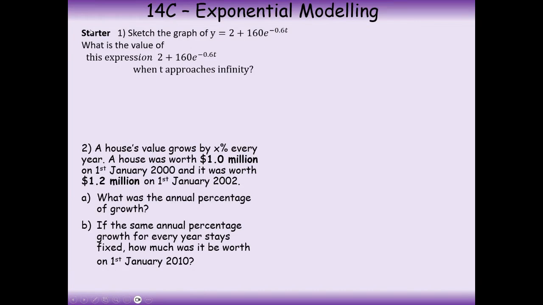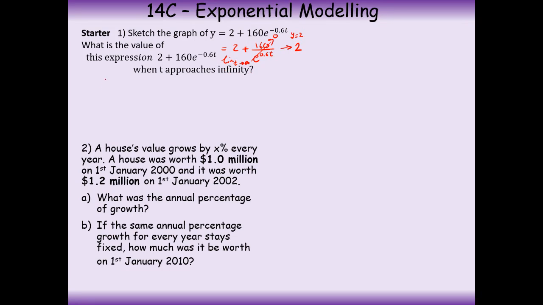So again, this question is asking us to calculate the shape of the graph on top of the page for y equals 2 plus 160 times e to the power of negative 0.6t. You can rewrite that function as 160 over e to the power of 0.6t, and take the limit as t goes to a large value. The fraction will approach 0, therefore y will have an asymptote of y equals 2.